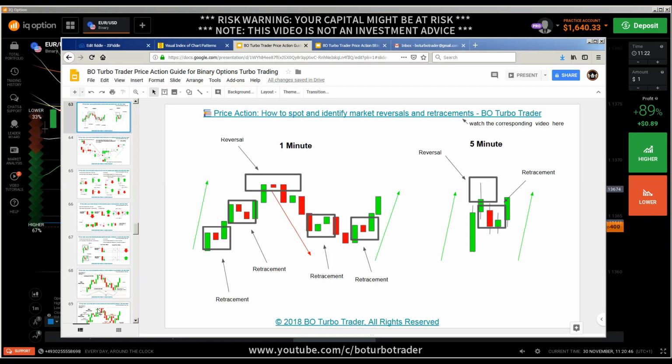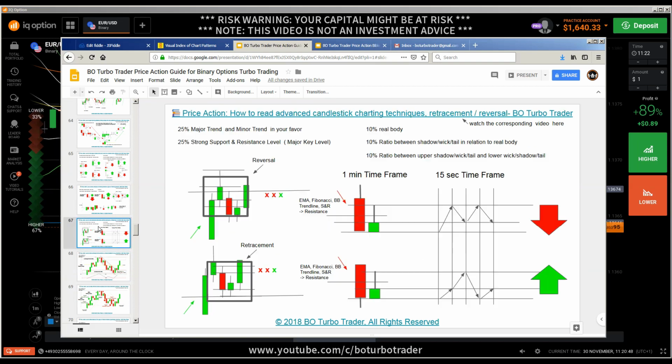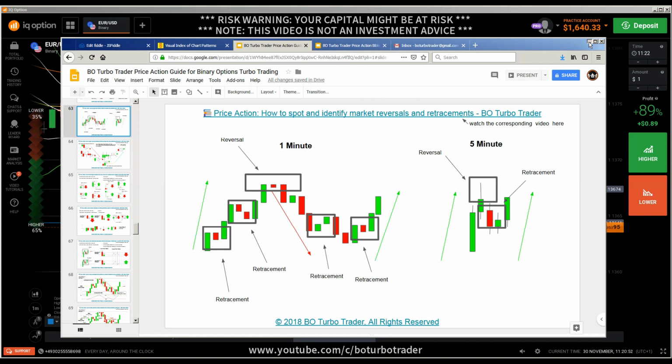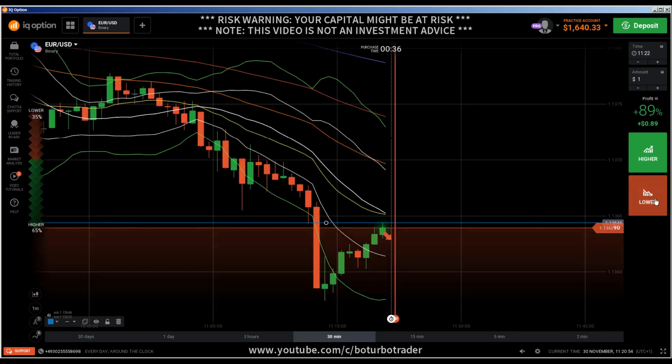This ebook contains the most important candlestick pattern, chart pattern, binary option, turbo trading concepts, market condition, trend identification, rejection, and candlestick math, and a lot more concepts which can be applied to any kind of time frame, any kind of financial instrument, and any kind of broker.